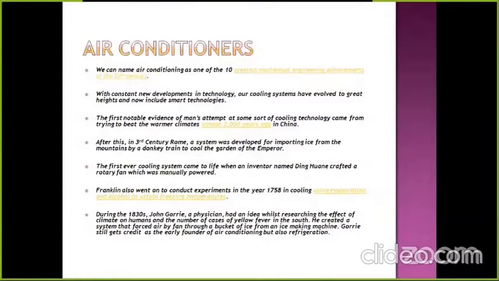So with constant new development in the technology, the cooling systems have evolved to great heights, and now it includes smart technologies. Like we need air conditioners in order to cool down the various high-end computers we are using nowadays.